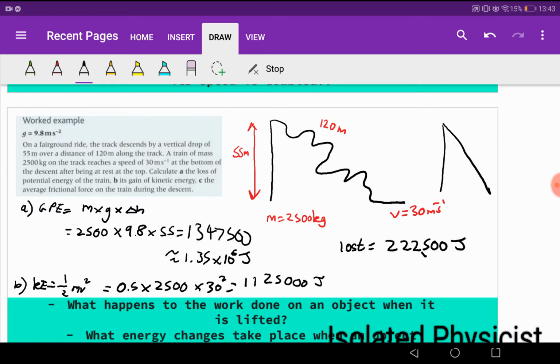And as you know, work done is force times distance. The question is asking for the average frictional force. So we have to do force. This is part C now. Force can be work done over distance. So that's 222,500, and thankfully they're giving us a distance, over 120. Which will give us energy loss per metre, which is force. So, which is equal to 1854 newtons.